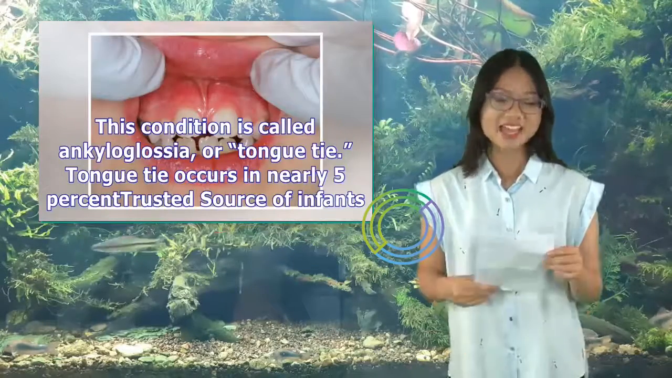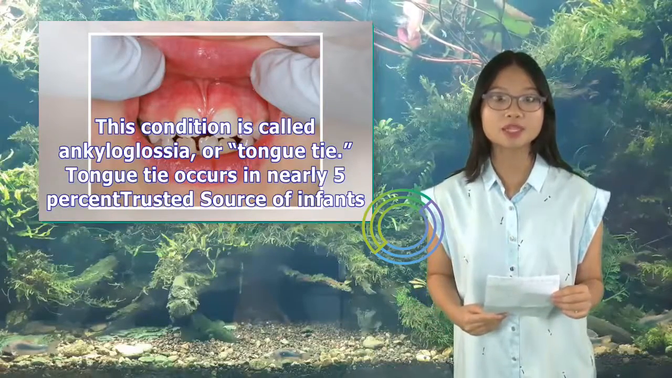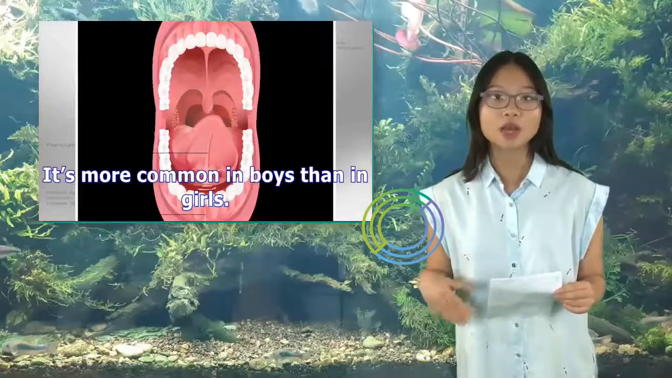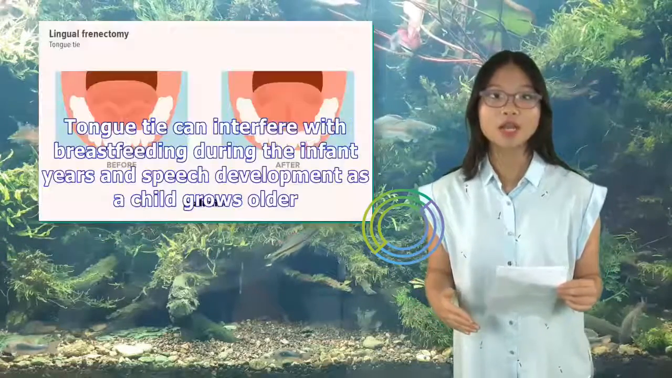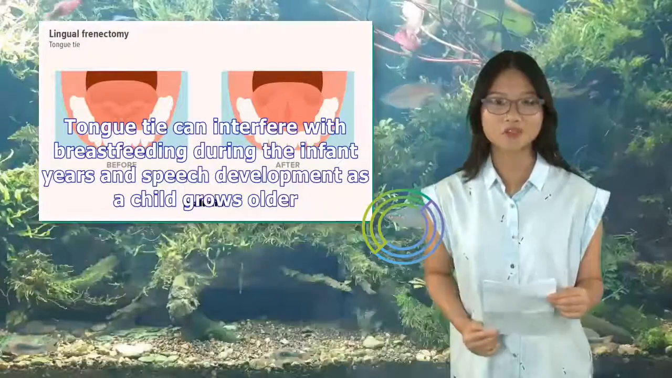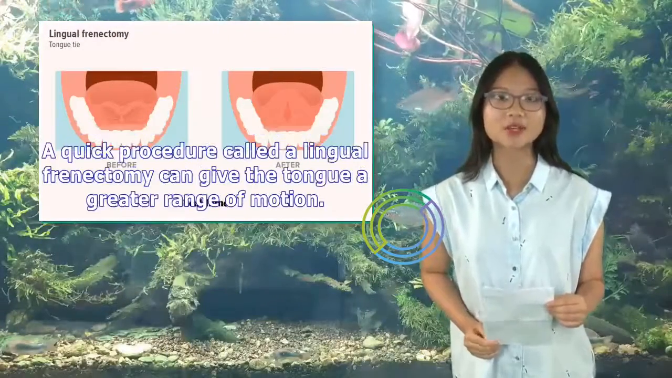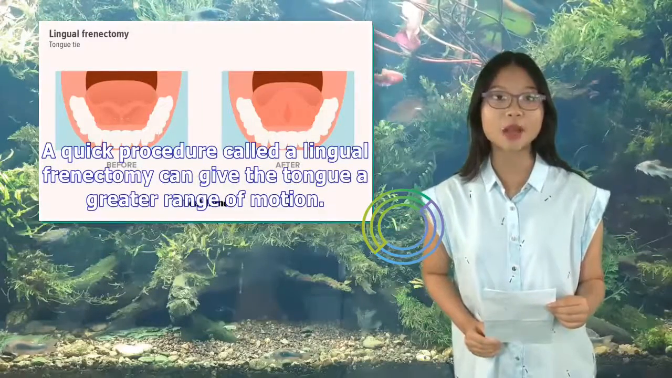This condition is called ankyloglossia, or tongue tie. Tongue tie occurs in nearly 5% of infants. It's more common in boys than in girls. Tongue tie can interfere with breastfeeding during the infant years and speech development as a child grows older. A quick procedure called a lingual frenectomy can give the tongue a greater range of motion.